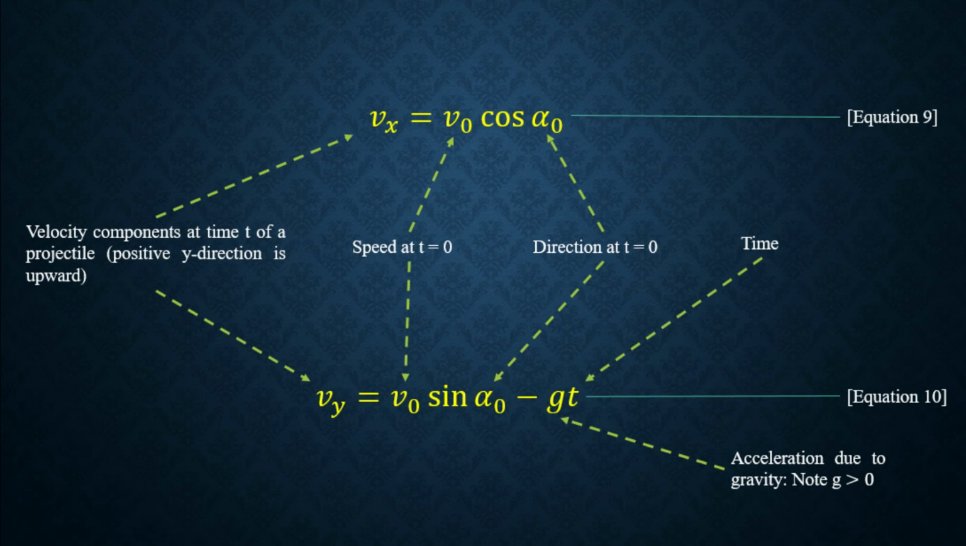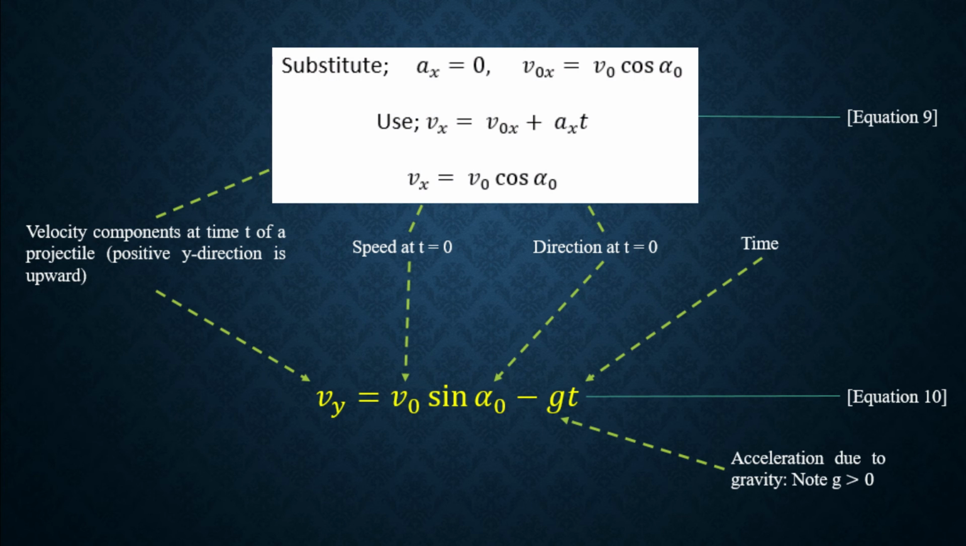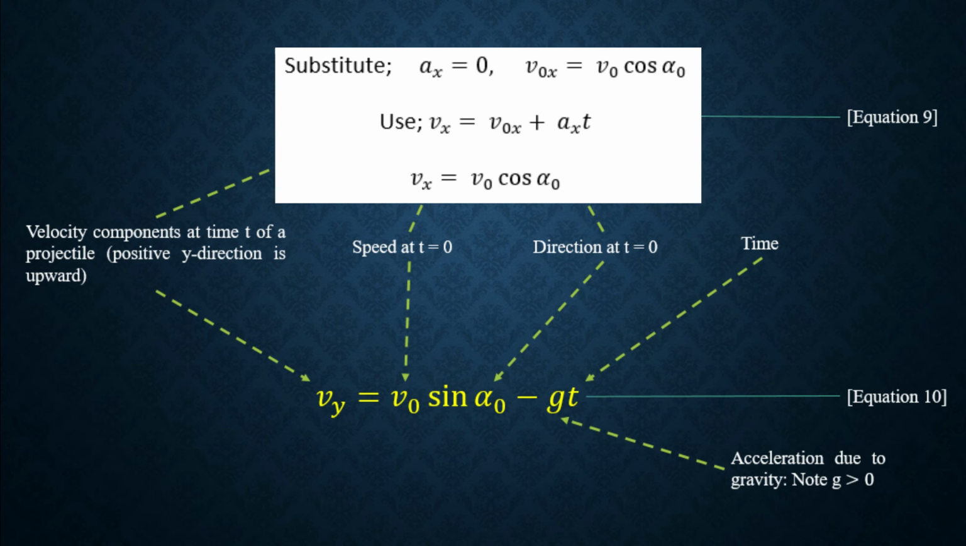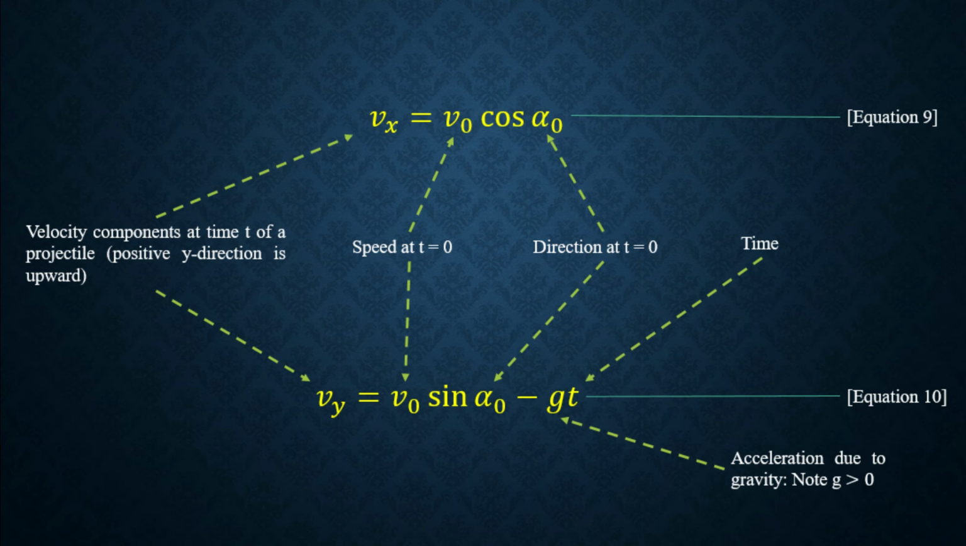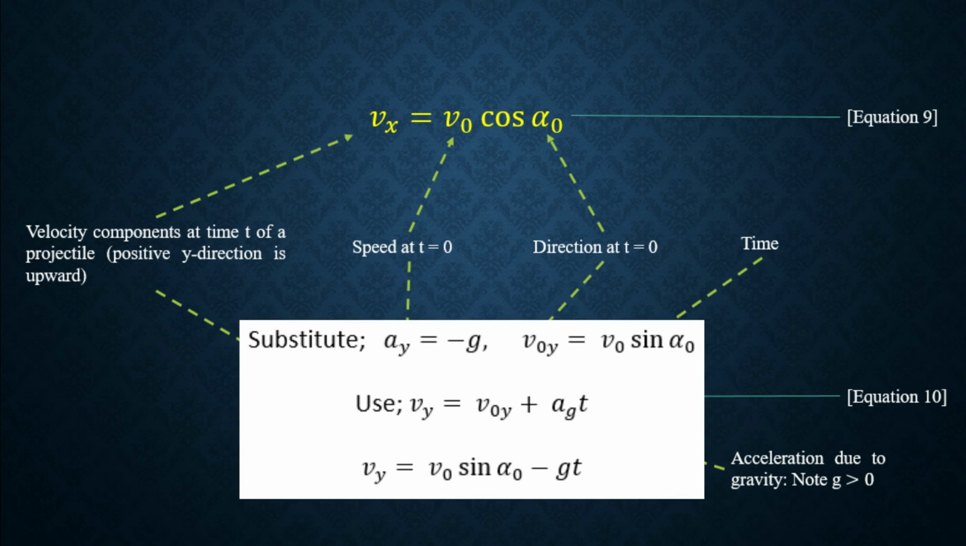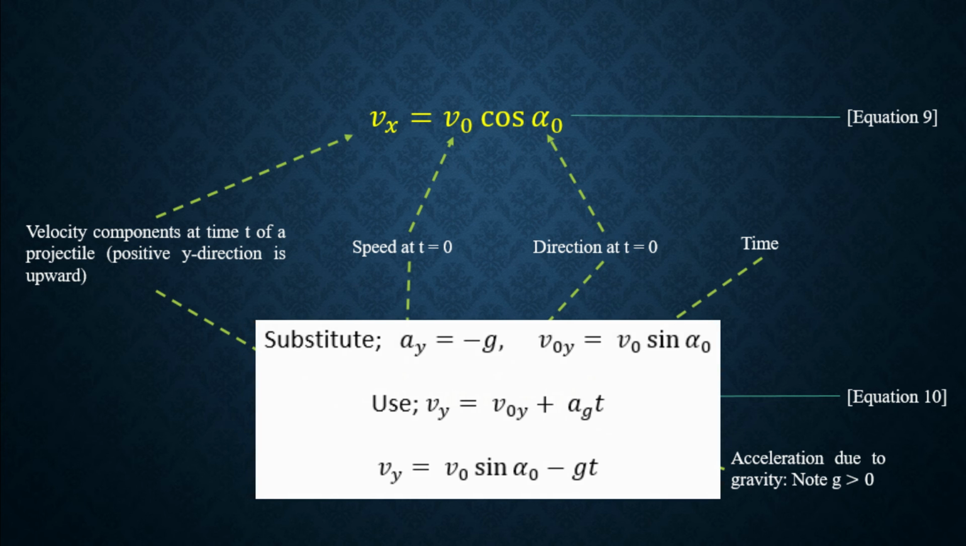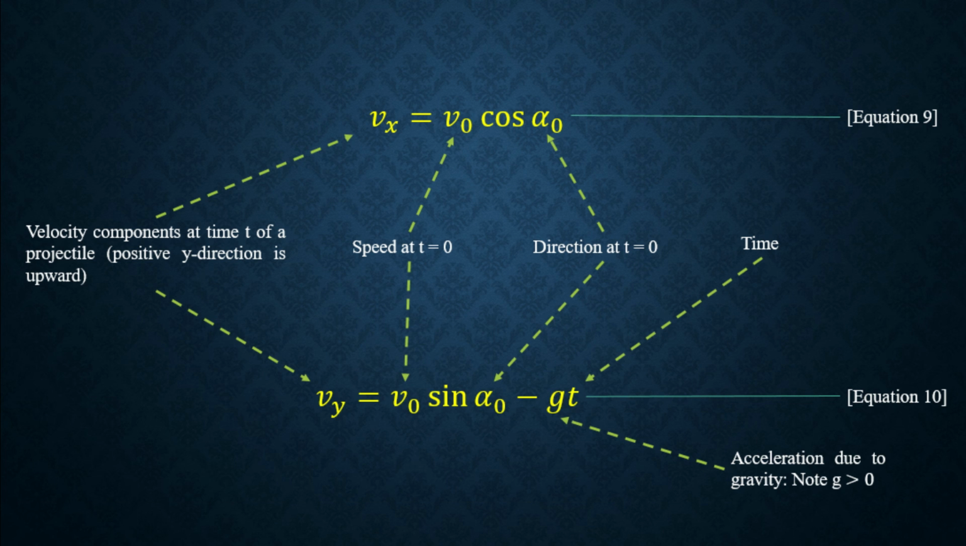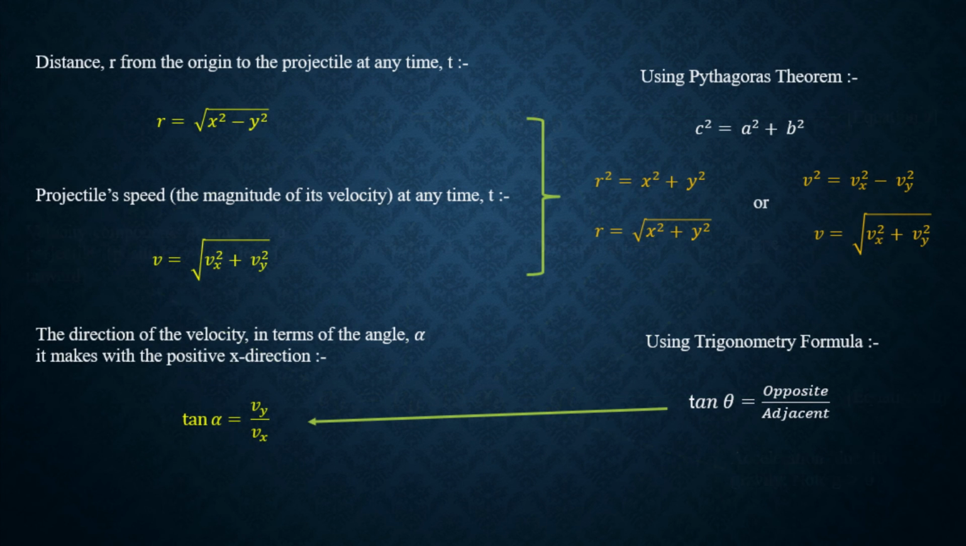However, to find the velocity, we need to use equation 1. So, thirdly, to find velocity in the x coordinate, we take a_x equals 0. Substitute equation 5. Then, we get equation 9. Fourthly, to find velocity in the y coordinate, we take a_y equals negative g. Substitute equation 6. Then, we get equation 10. Here we go. We can get a lot of information from equations 7 through 10.